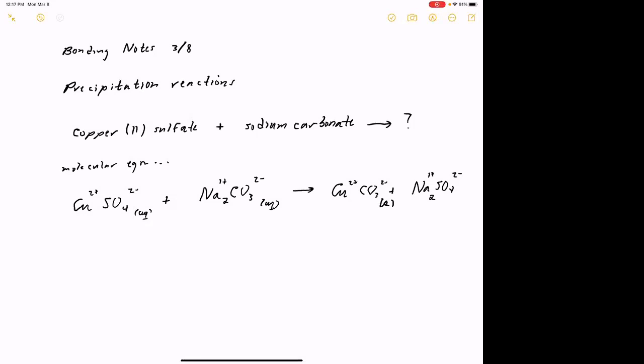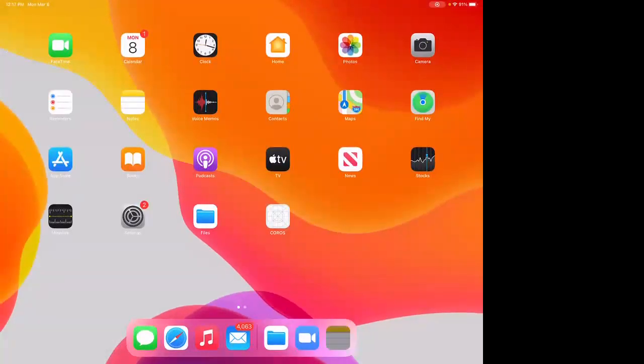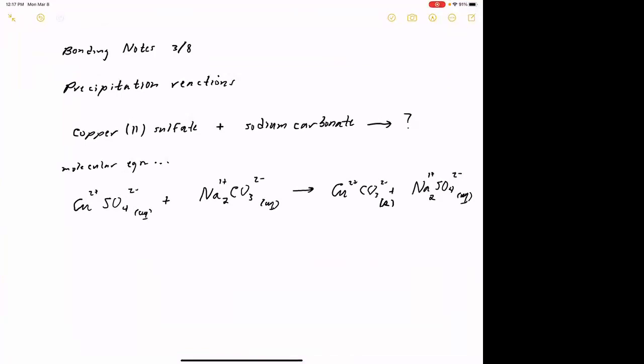Now, how about my sodium sulfate? Okay, well, hierarchical. Sodium is a group 1A. We're done. So I can put an AQ after that. Okay, now I'm not done yet, guys, because I haven't balanced the reaction equation yet. Sorry, I bumped out of that. I haven't balanced the reaction equation yet.